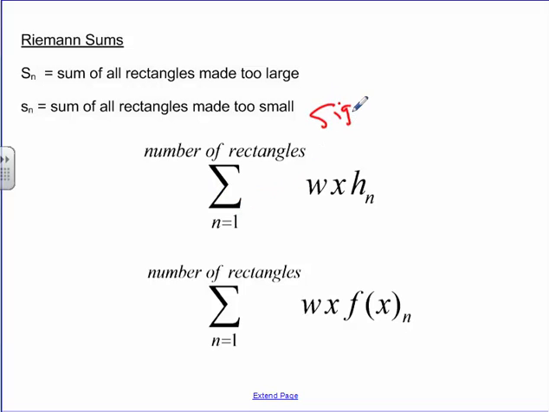This is sigma notation. It really means like the sum of. So what you need to do is find the sum of all of the rectangles, and your rectangles will have a width and a height. Now the height of the rectangles, you might notice, has a little subscript notation on it.